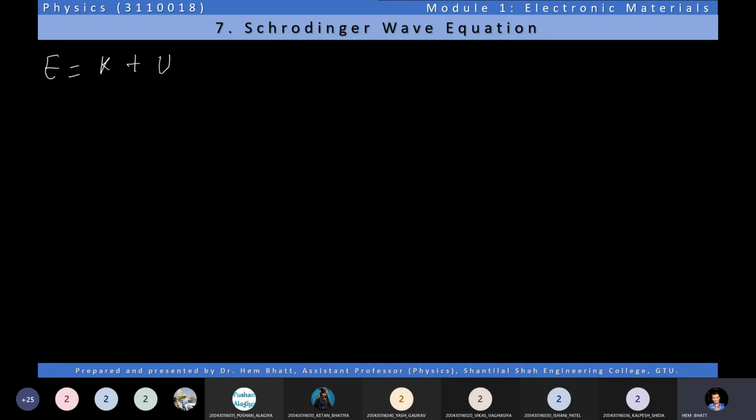Potential energy. U is potential energy. Very good. So can I write kinetic energy as half mv square, and potential energy is this. Now we know that m into v is momentum, and so I should be able to write this as p square by 2m.